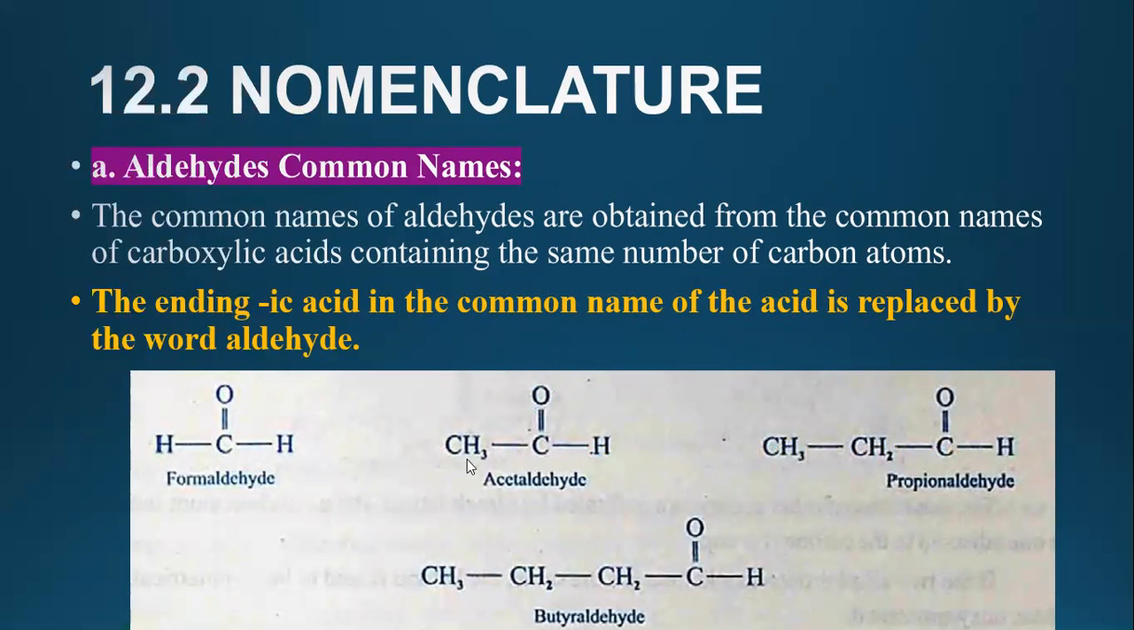In the same way, another compound which contains two carbon atoms, in case of carboxylic acid, the name of this compound is acetic acid. But for the aldehydic compound, the IC acid should be replaced by the word aldehyde again, and the final name of this compound is acetaldehyde. The third compound is propionaldehyde, and the fourth compound is named butyraldehyde. So you have seen that the common name of the acid, that is IC acid, is replaced by the word aldehyde in all these four compounds. The ending of the name has the word aldehyde.